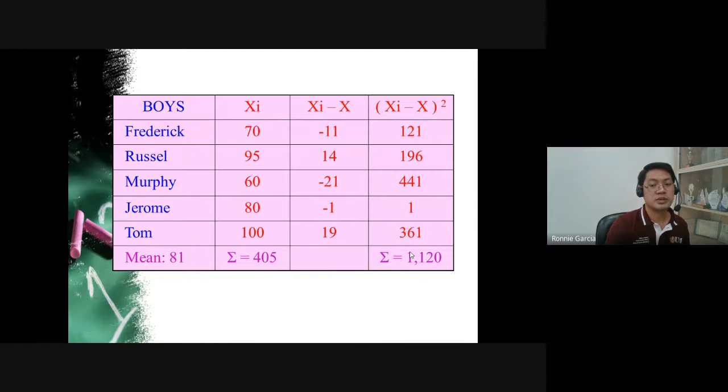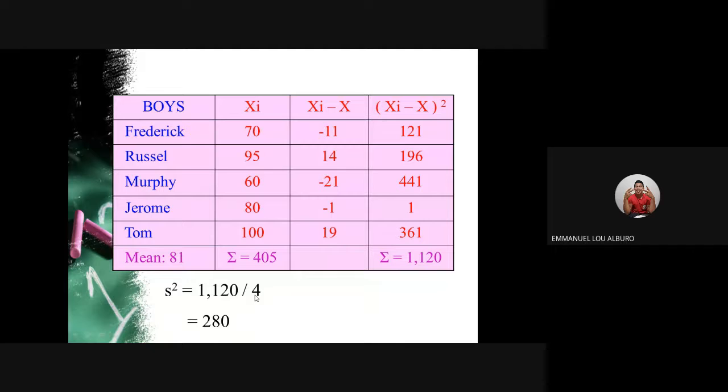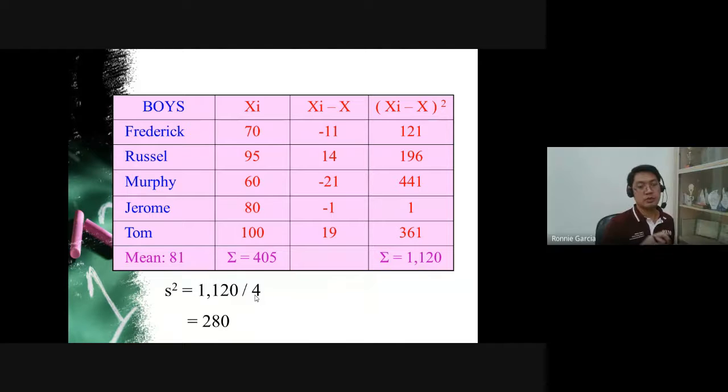Unsay denominator? Nganong 4 man ni? Minusan man og isa, sir. Very good, Alburo. So, naka-remember si Alburo sa formula ganina sa sample variance, n minus 1 ang denominator. So, using your calculator, you divide 1,120 by 4. Therefore, the variance of the boys is 280.